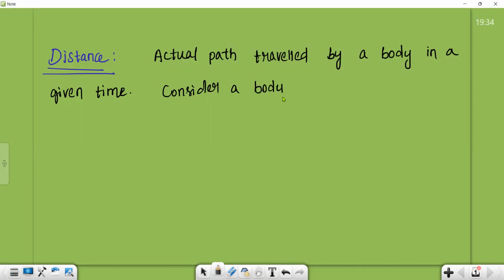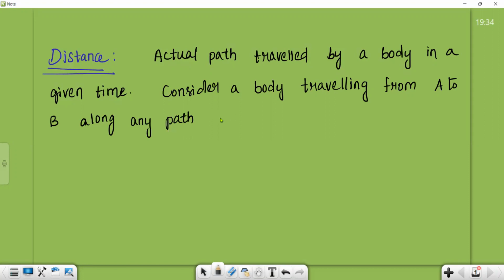Any body you can consider, traveling from A to B along any path between A and B. Suppose I am taking a body at A and here B. Suppose it is traveling in a straight line from A to B. I am considering this as path 1.